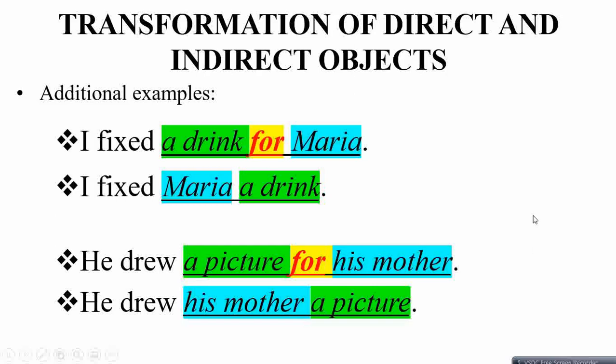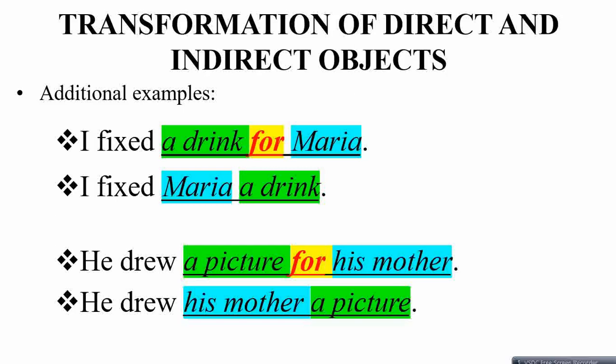Now a few more additional examples. I fixed a drink for Maria. A drink is your direct object. It can be a thing or a person. It is a thing here, followed by a preposition and then the indirect object, which is animate or human. So Maria is a human. She is the indirect object. And fix is from the list of verbs that we told you about. Actually, no, it's not from the list. Okay.